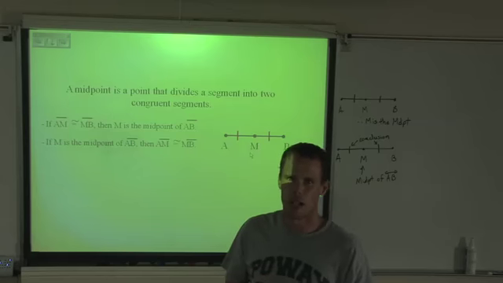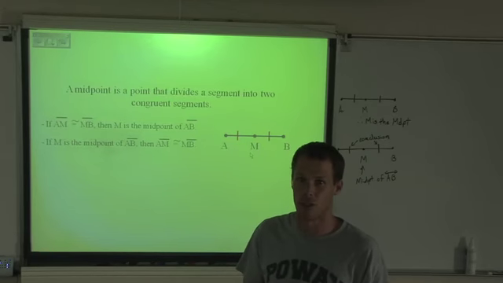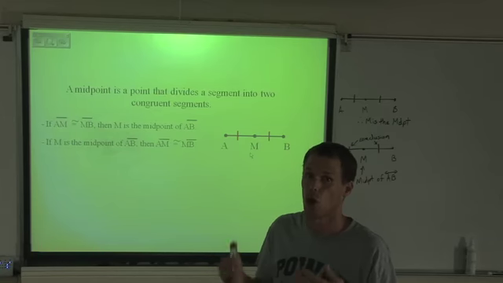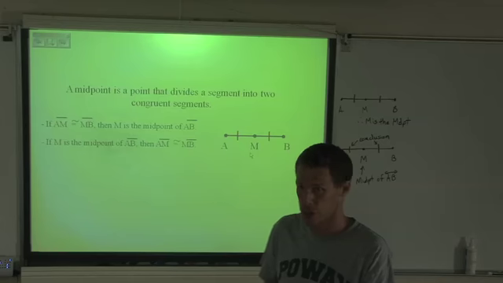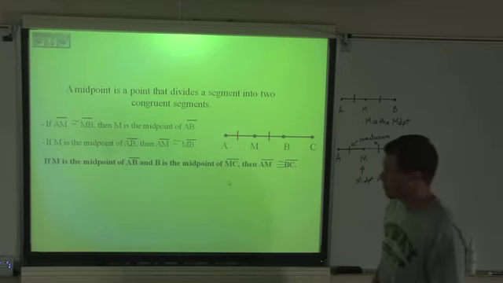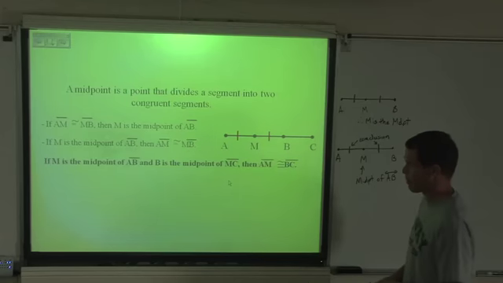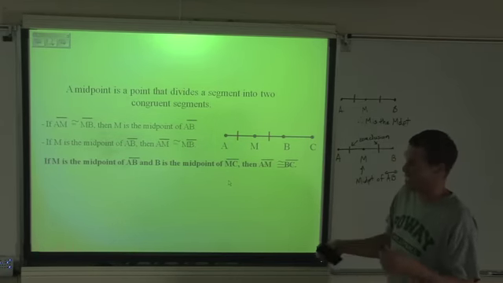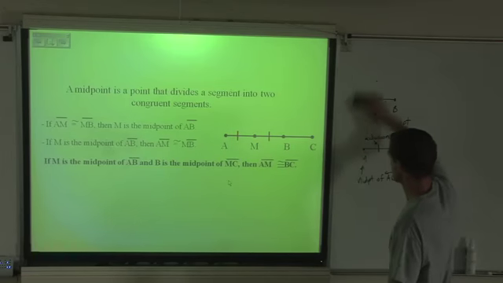This ends up being called a biconditional, which we'll study in level 2. A definition, a very good definition, will always be biconditional. It will always be able to be reversed. Now, if M is the midpoint of AB and B is the midpoint of MC, then AM is congruent to BC. Is this a true statement?